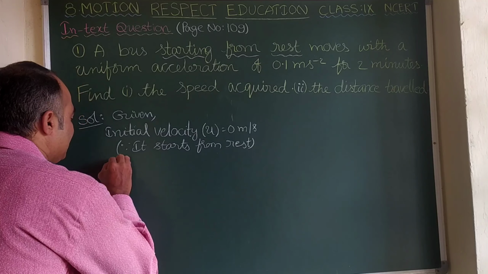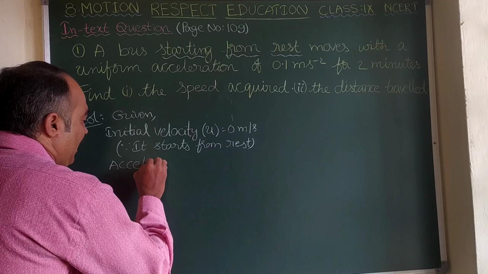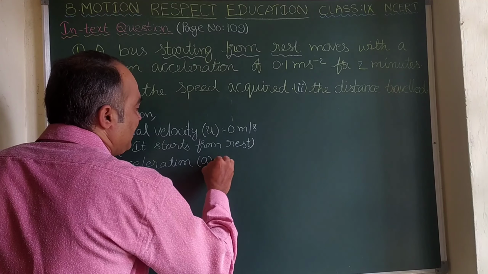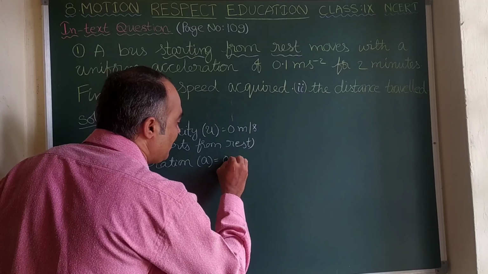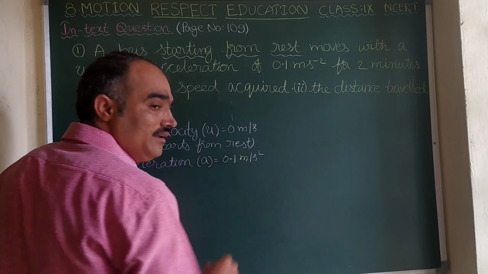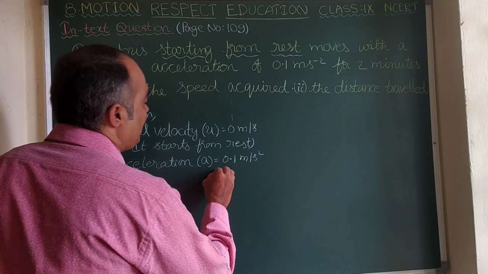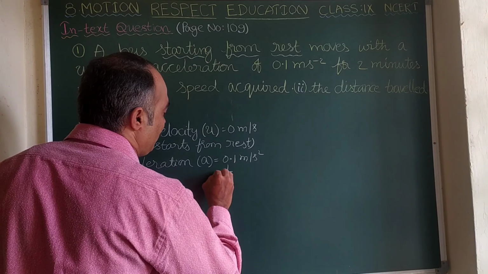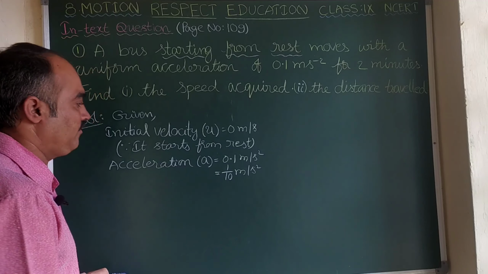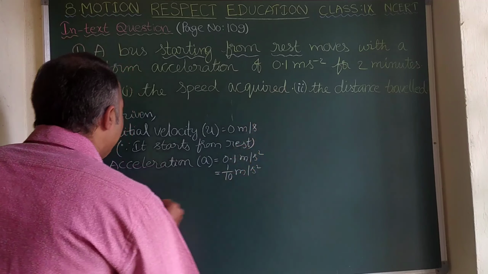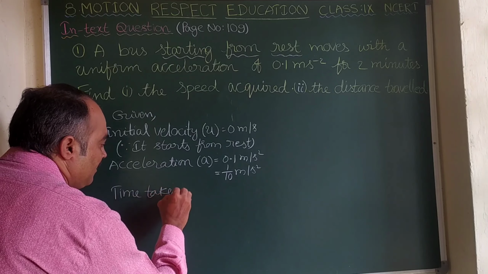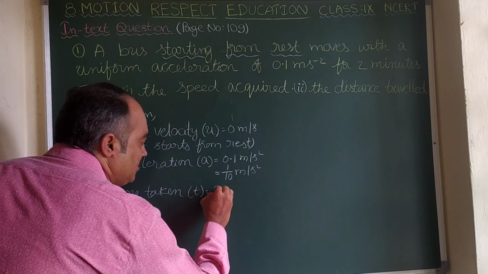Here acceleration, that is denoted by a, is given as 0.1 meter per second square. Clear? It can also be written as 1 by 10 meter per second square, because 0.1 is nothing but 1 by 10. Right. For 2 minutes. So time taken, denoted by t, is 2 minutes.